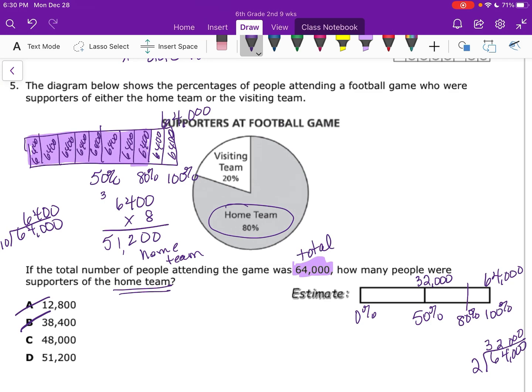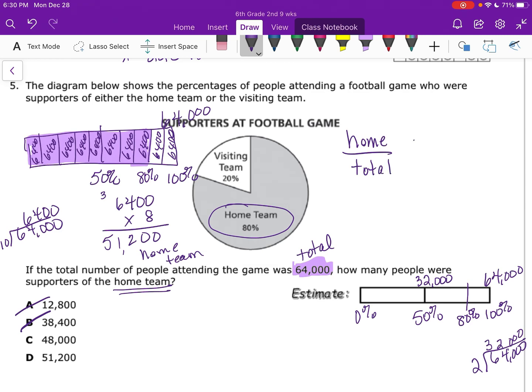Okay, so 51,200 home team fans. If you did the proportion, it would be home to total. Oh, so messy. Let me rewrite it. Home. Sometimes I just write too fast and it's messy.